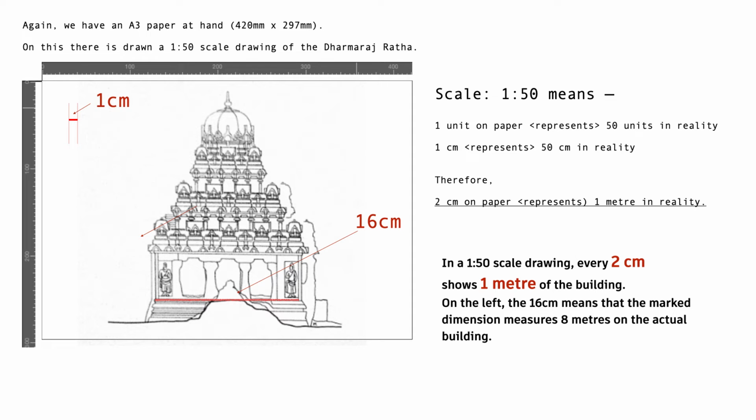Now if we make the building twice the size, then each centimeter is now representing half the distance. So 1 centimeter represents 50 centimeters, or 1 unit on paper represents 50 units in reality. So 2 centimeters on paper represents 1 meter in reality. So in a 1 in 50 scale drawing, every 2 centimeters shows 1 meter of the building. So on the left, the 16 centimeters that the marked dimension measures represents 8 meters on the actual building.